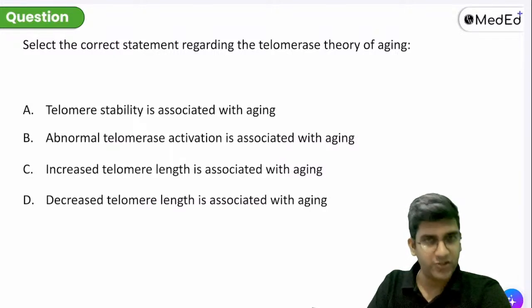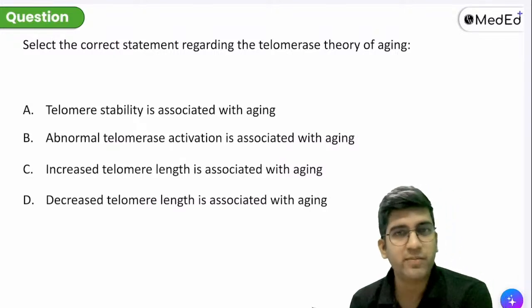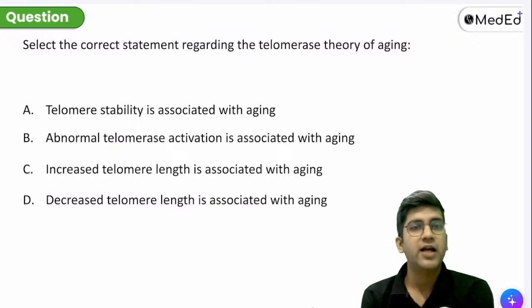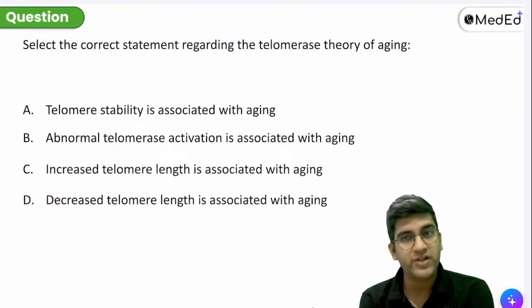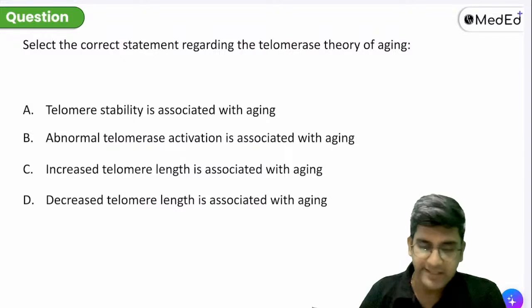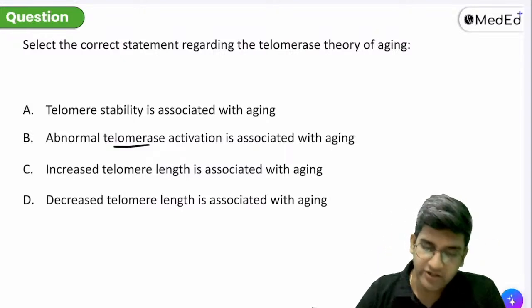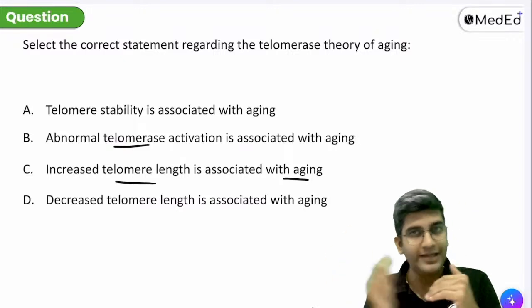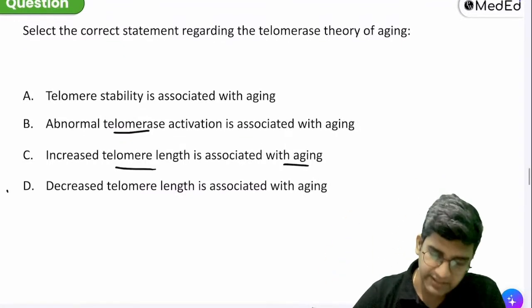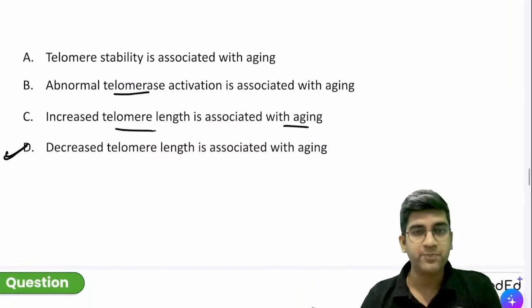Telomere stability is associated with aging. Now, if telomere is stable, it's not associated with aging, right? Abnormal telomerase activation is associated with aging. No. When telomerase is activated, it will not let the telomere become shorter, right? Increased telomere length is associated with aging. No. Reduced length is associated with aging. Obviously, decreased telomere length is associated with aging, right?